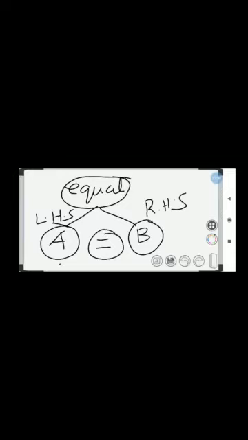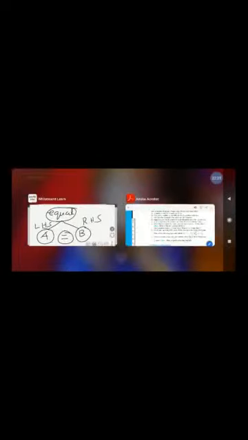When they give an expression like 2x plus y equal to 4, or 2x equal to 4, that is an equation. Some unknown values are present and some known values also, so some variable and some constant are present. This kind of expression is called an equation.